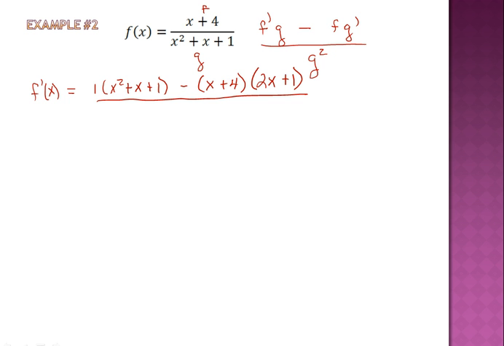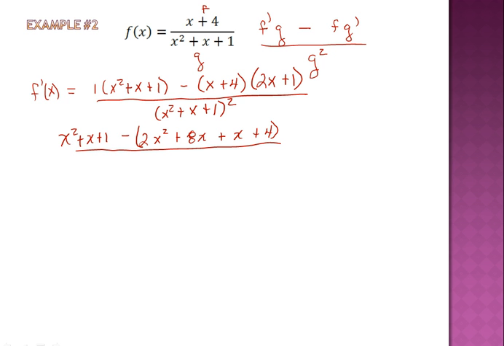and divide by the denominator squared. So now we're going to simplify. We need to multiply the binomial in the back, so we get x squared plus x plus 1, minus, protect that polynomial. As we multiply through, we get 2x squared plus 8x plus x plus 4, divided by x squared plus x plus 1, quantity squared.